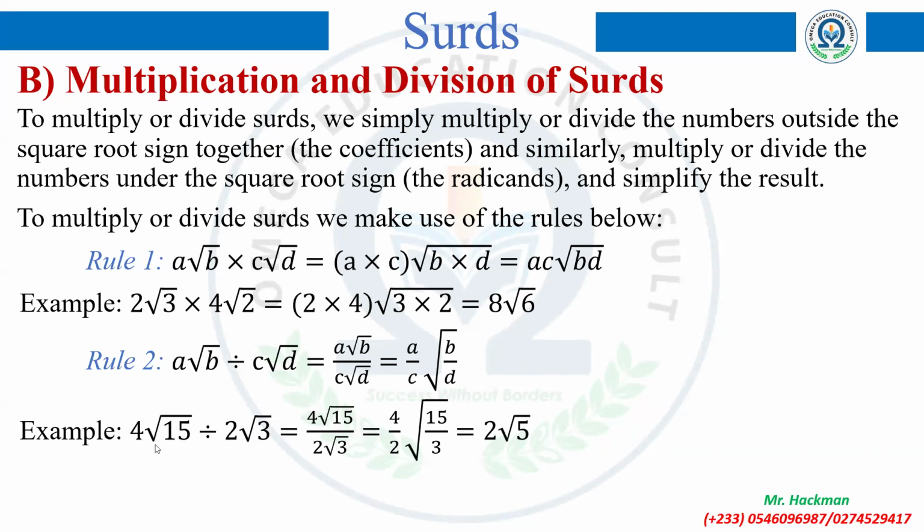So if I have 4 root 15 divided by 2 root 3, this is how I'm going to write it. This gives me 4 over 2, then root of 15 over 3. 4 over 2 gives me 2, then 15 over 3 gives me 5. So it will be 2 root 5. All correct?